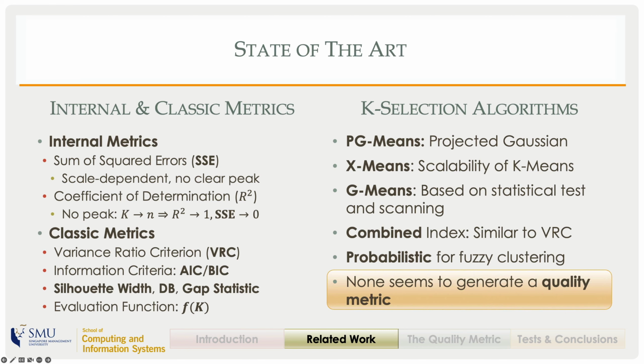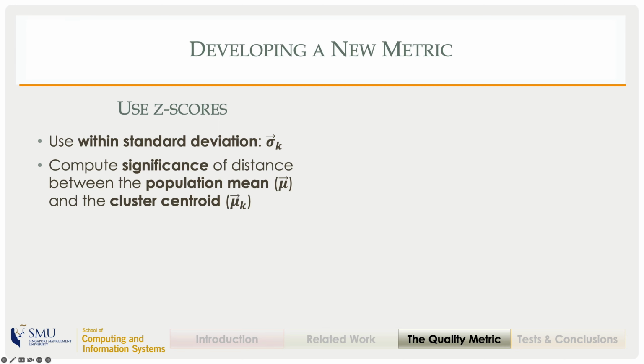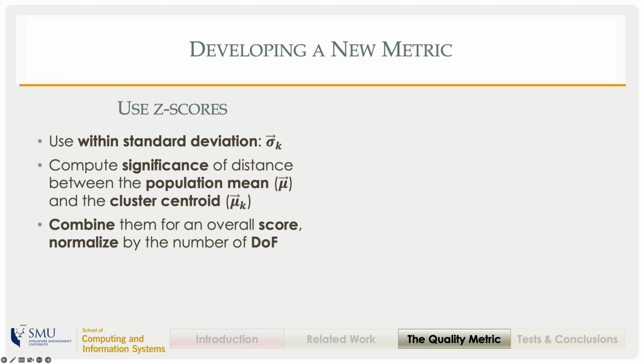But none of them seem to generate a quality metric that we can use directly. So developing the work, now we are talking about the key ideas in this paper. We use z-scores. So what we can do after clustering is that we have the standard deviation of the clusters, that is the within standard deviation, and we can compute the significance of the distance between the population mean and the cluster centroid. We can compute the z-score and then combine them and normalize it by some degree of freedom.